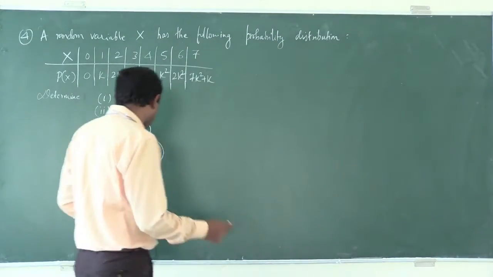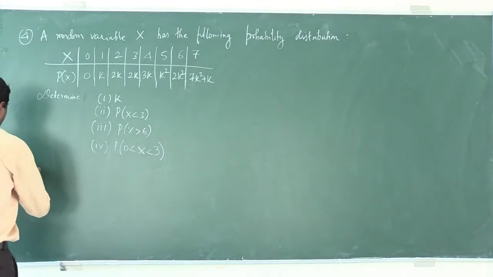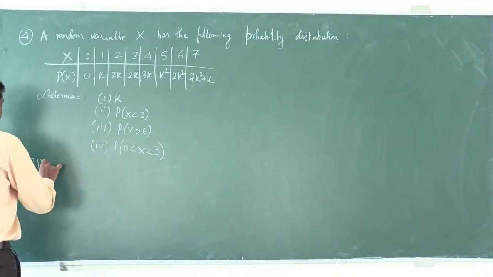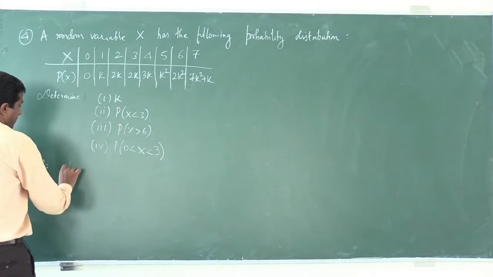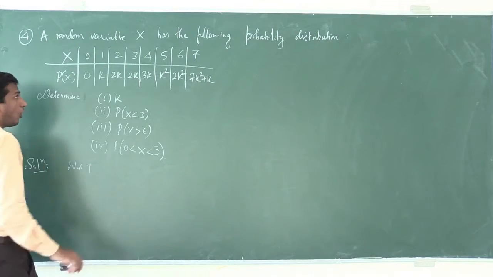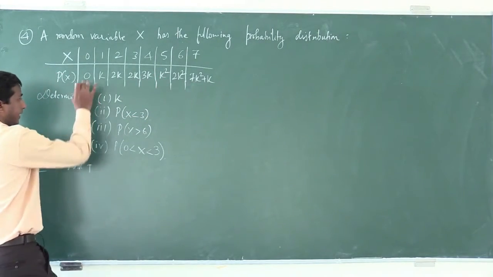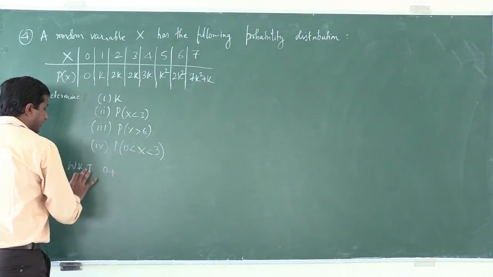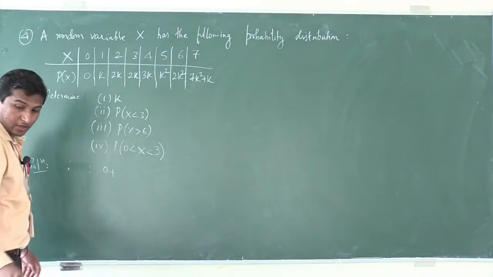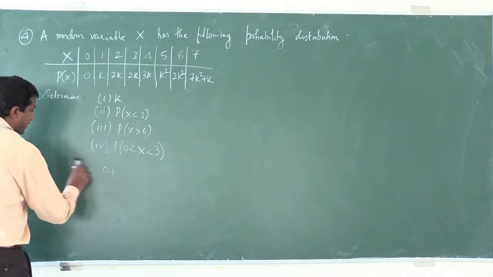So we start the solution like this. So we know that the sum of all the probabilities is equal to 1. So we have 0 plus, I'll just start as we have that.